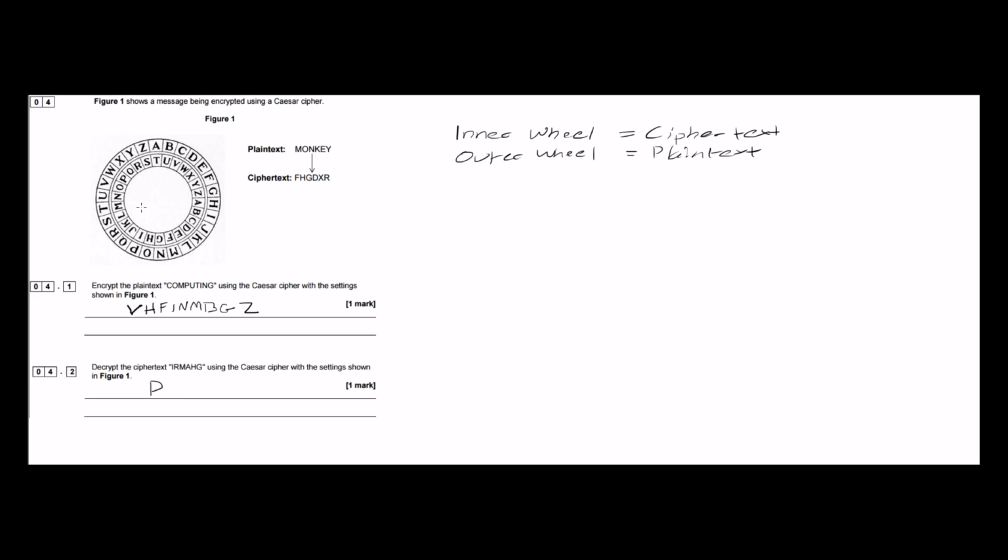And the R on the inner wheel corresponds to Y on the outer wheel. And the M on the inner wheel corresponds to T on the outer wheel. And the A on the inner wheel corresponds to H on the outer wheel. And the H on the inner wheel corresponds to O on the outer wheel, and the G on the inner wheel corresponds to N on the outer wheel. And we can see we get the word Python in plain text, and that's our answer.